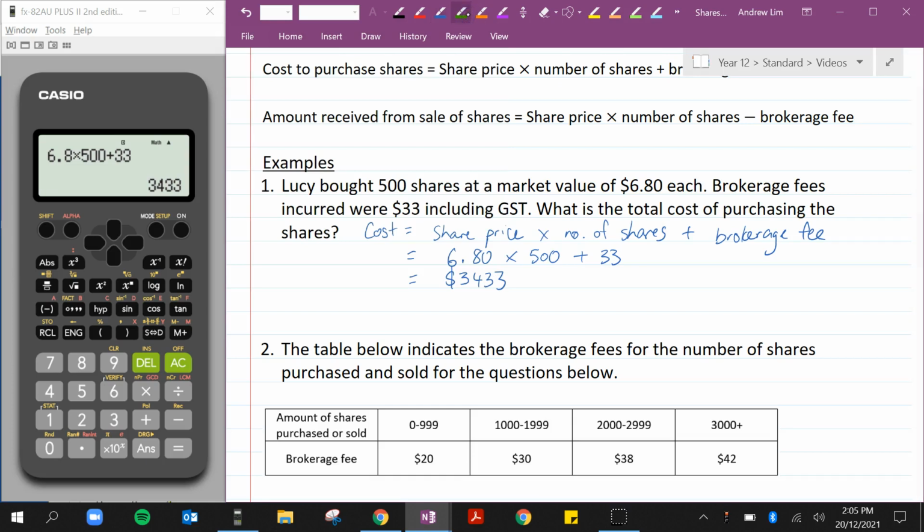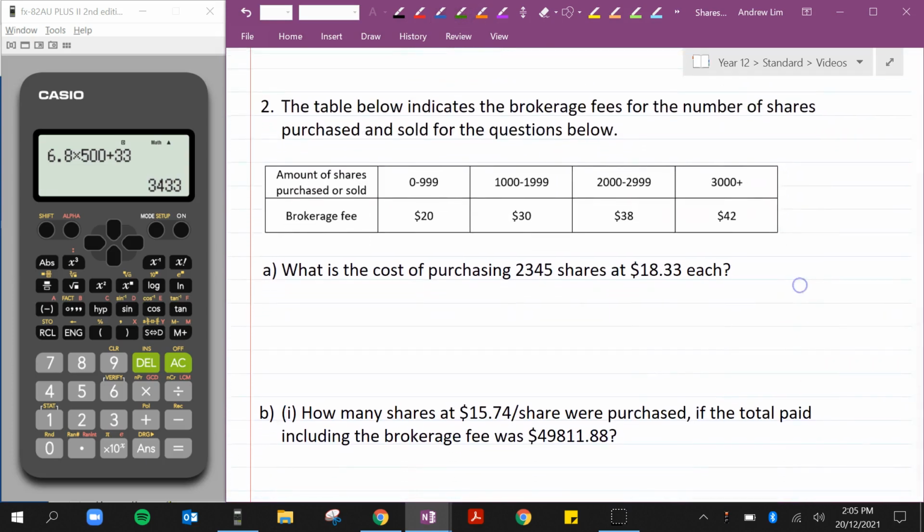Alright, let's have a look at question 2. The table below indicates the brokerage fees for the number of shares purchased and sold for the questions below. What is the cost of purchasing 2,345 shares at $18.33 each? Well, we know that the cost is equal to the number of shares times the cost per share plus the brokerage fee. Now, this brokerage fee here for 2,345 shares is going to be $38.